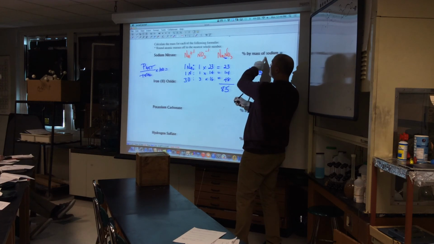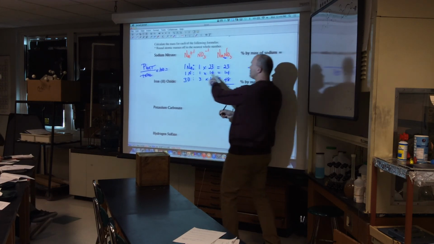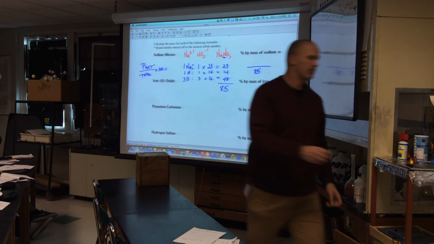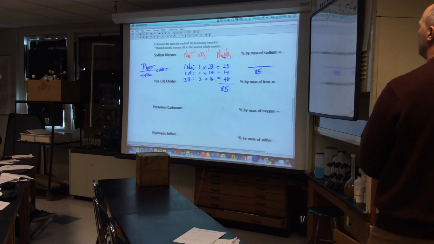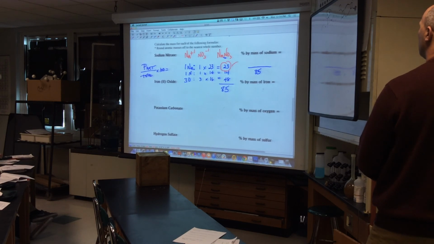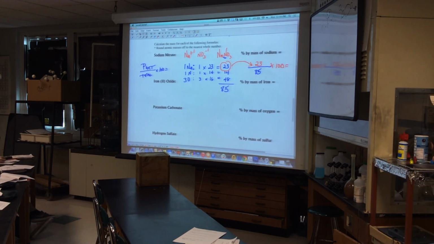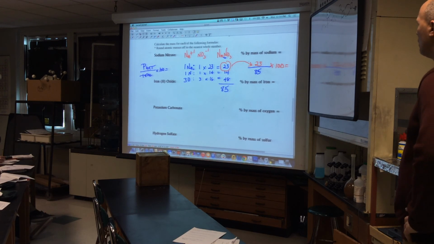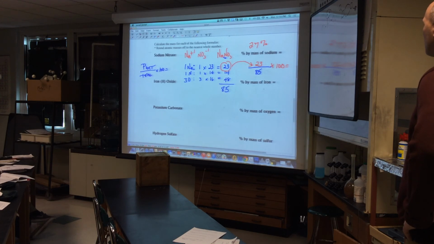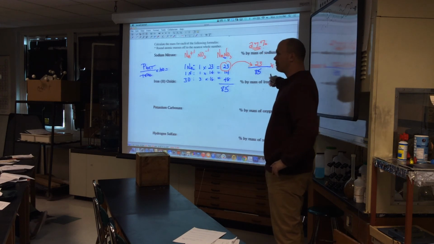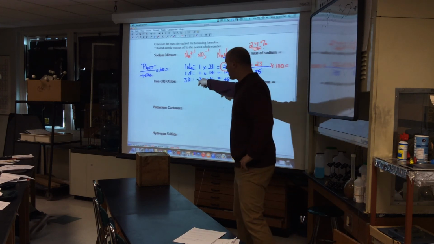Now, what do they ask for? The sodium. What's the mass of the sodium? Of all the sodiums. That's my part. I want that. Times it by 100 to get your percentage. And what do you have, party people? 27%. This means 27% of the entire mass of this compound is due to the sodium. Take your break, come back, try iron 2 oxide.